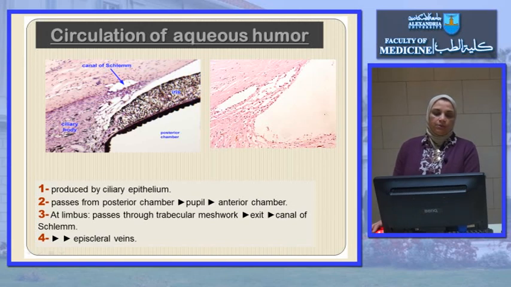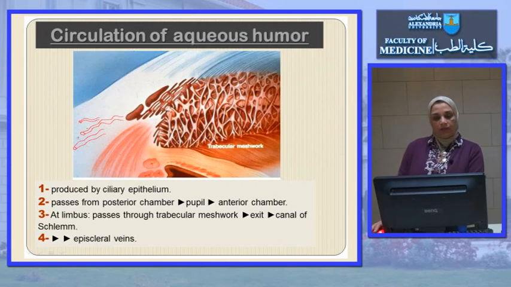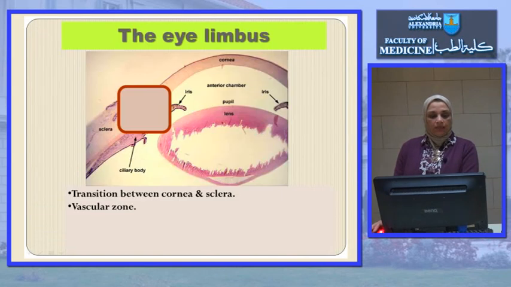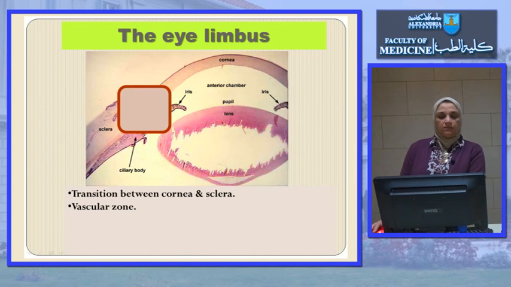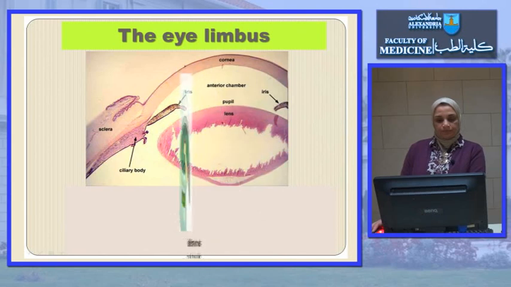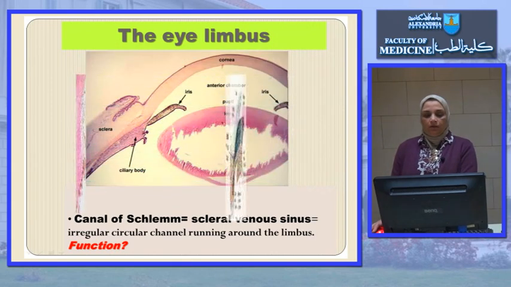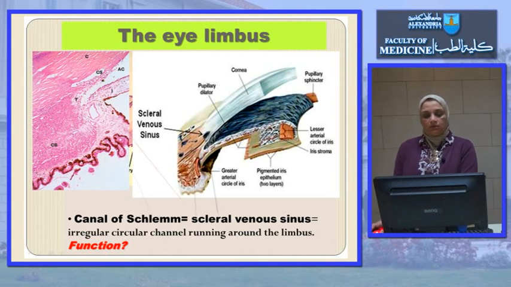This shows you the trabecular meshwork and the canal of Schlemm, and then the episcleral veins. So the limbus, again, is the transition between the cornea and the sclera, and it's a vascular zone. You can see here the canal of Schlemm, a regular circular channel running around the limbus. We said its role is in drainage. Pointing again to the canal of Schlemm.